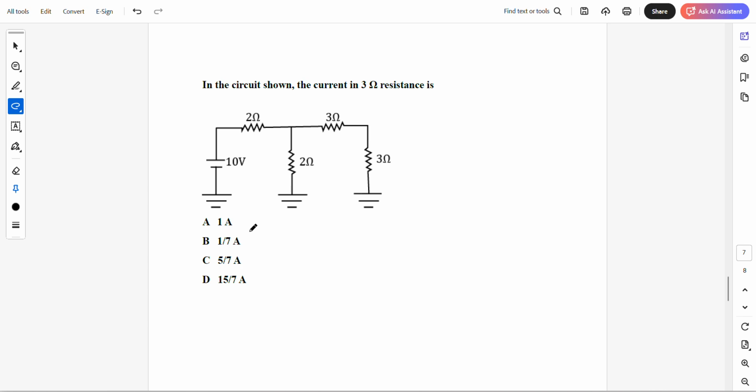Next problem: in the circuit shown, the current in 3 ohm. Where is 3 ohm? 3 ohm is here, because the same current will flow here. 3 and 3 are connected in series. Now, it is confusing, therefore what will I do? This is 2 ohm, this is 2 ohm, this is 3 ohm and this is 3 ohm.